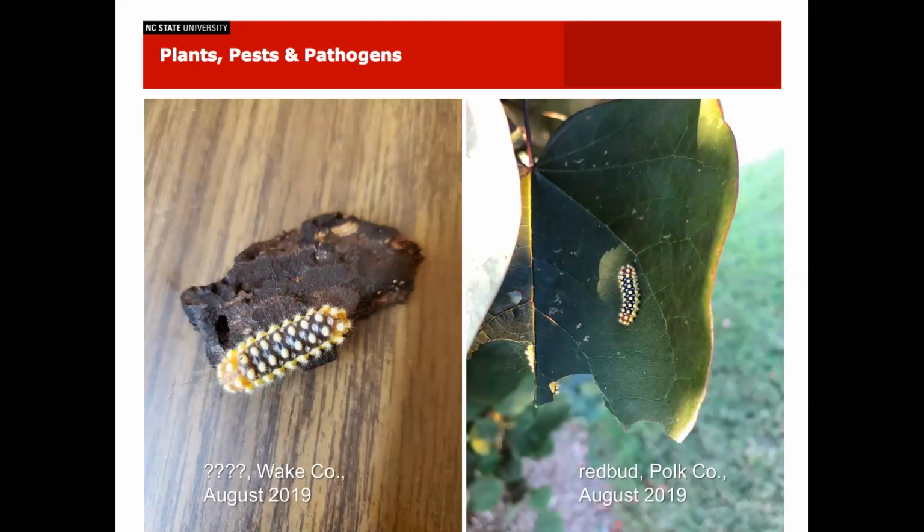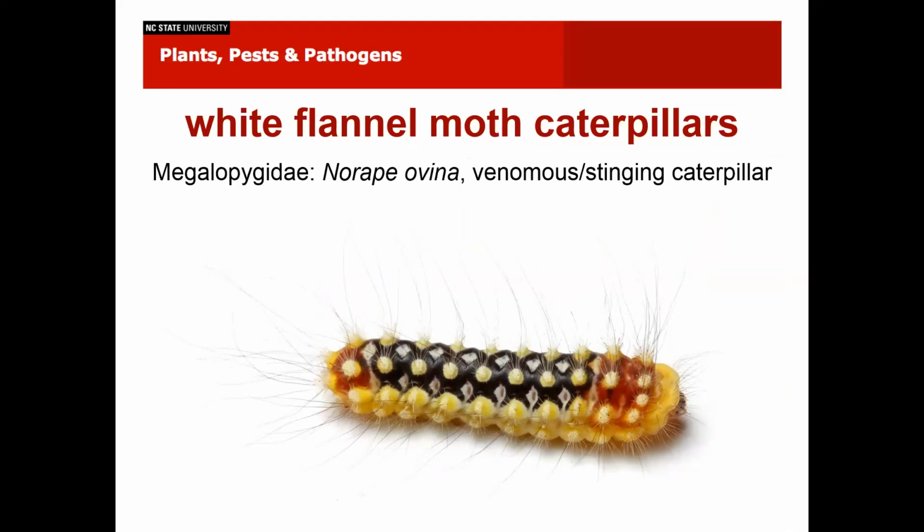Okay, we also got a lot of photos of this critter. Really crazy looking, and luckily the one on the redbud, Jan McGuinn, she sent me some specimens that I requested, and this is a really cool caterpillar, the white flannel moth caterpillar. This is Norape ovina. This is a venomous or stinging caterpillar. It's related to the puss moth, the one that looks like a big toupee, but this one has much sparser hairs, and these are actually the stinging pustules. Basically, they have these long stinging setae on them.